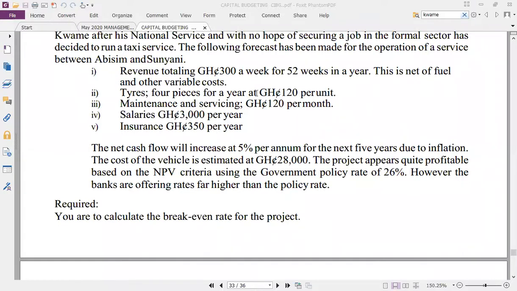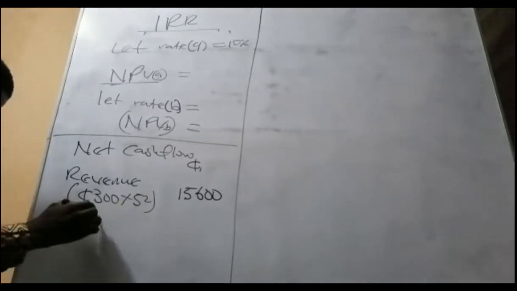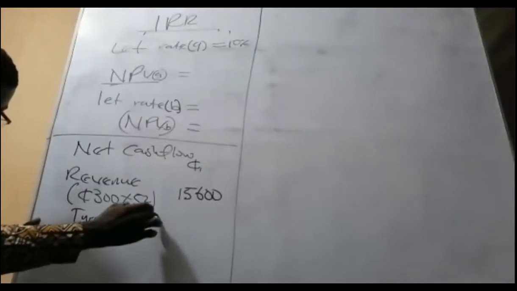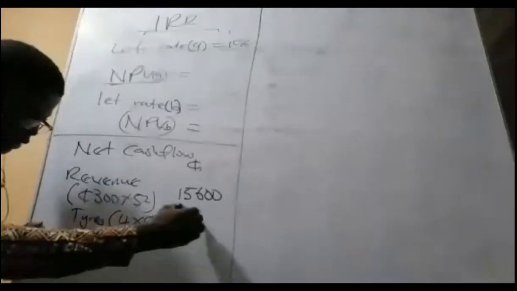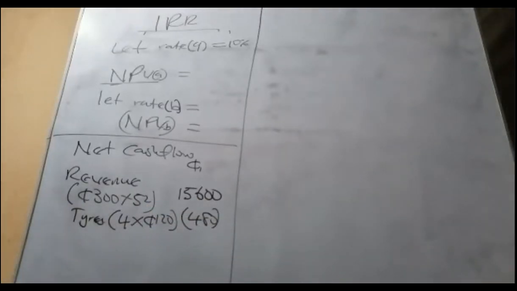4 pieces for a year at 120 per unit. So each year you buy 4. So 4 by what? 120. So tie will be what? Running cost. So right here, ties, brackets, 4 pieces by 120 Ghana cedis. And that'll give us 480, right? Great. So I'll put it here, 480. I'll move on to the next item.